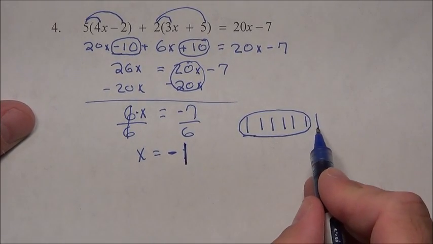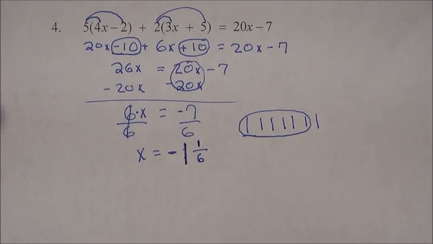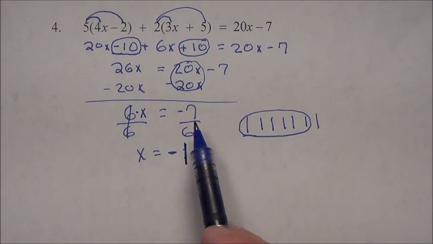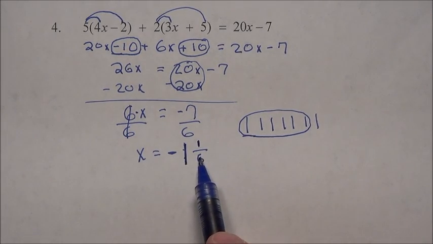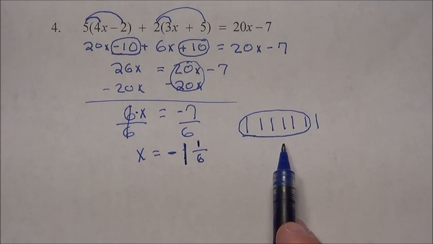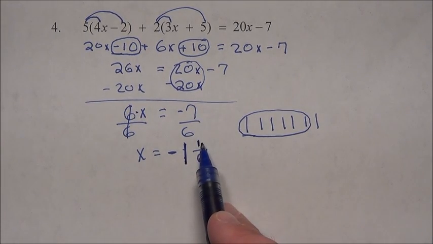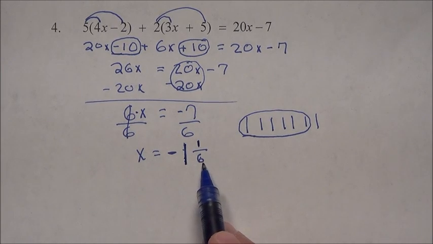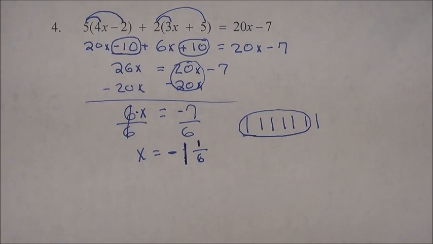How many are left over? One little fella. He's left over out of the 6. So negative 7 sixths is the same as negative 1 and 1 sixth. When we're dividing, we're putting them in groups of things. That's what happens. You could say, oh, 6 goes in 7 one whole time with a remainder of 1 out of the 6. Always the denominator is going to stay. There's our answer to problem number 4.